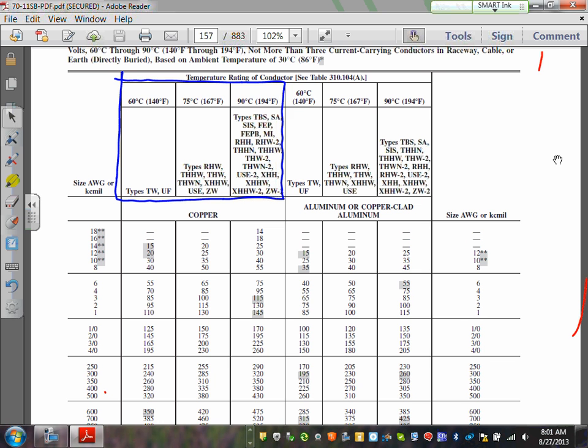You have the copper and you have the aluminum, so you have to decide which size you are going to use. Cool? There's the copper and aluminum. Clear? So we have my copper, and my aluminum here, or copper clad aluminum. So the major decision you're going to make is copper or aluminum.